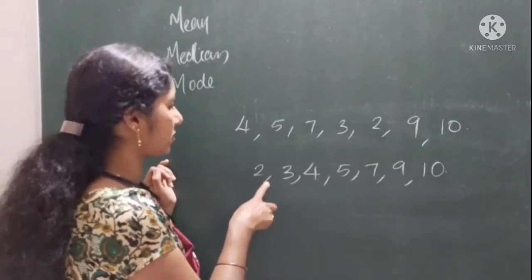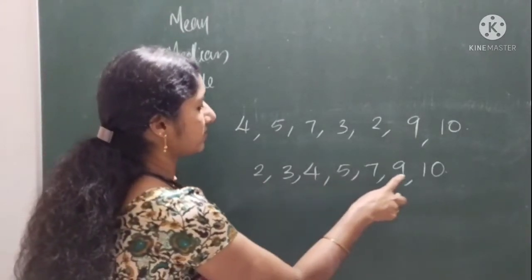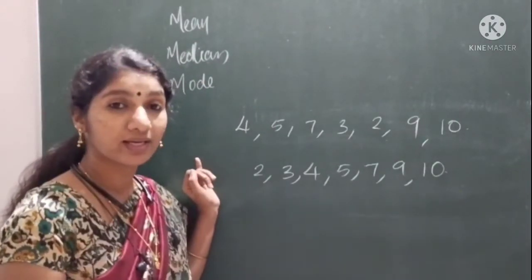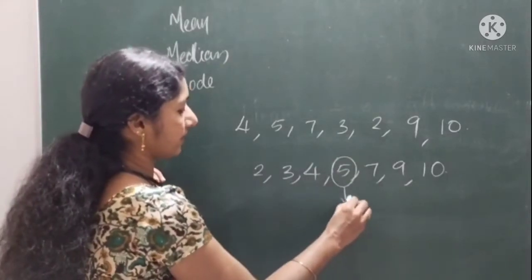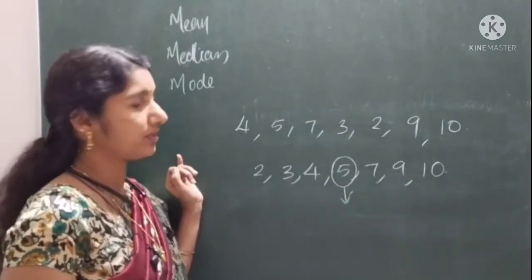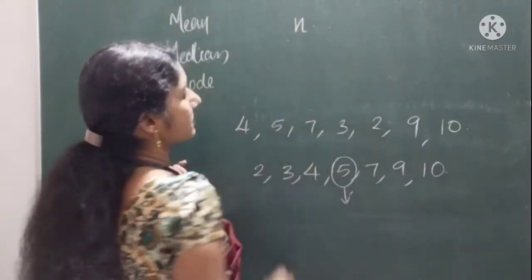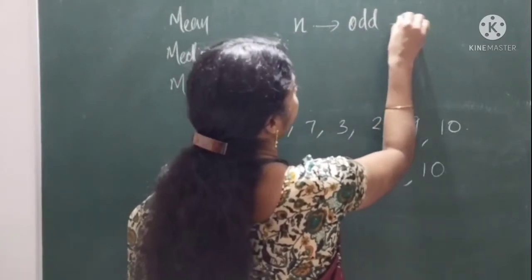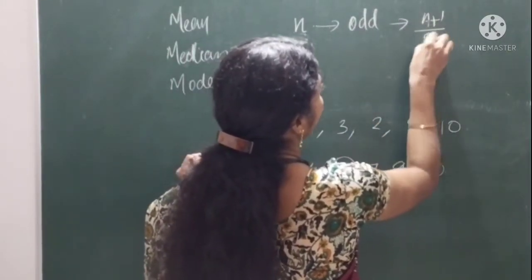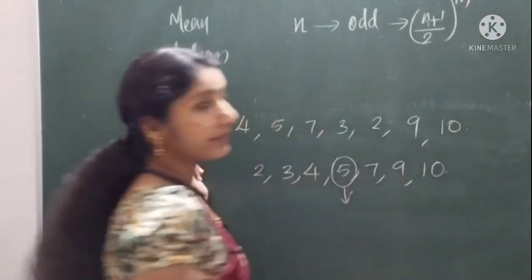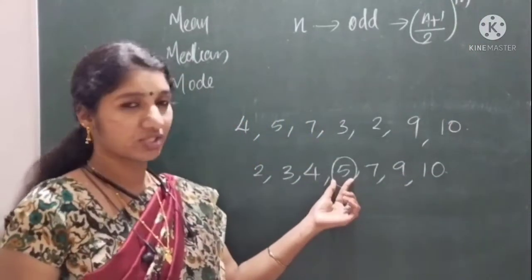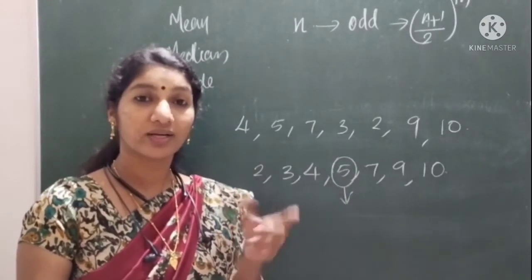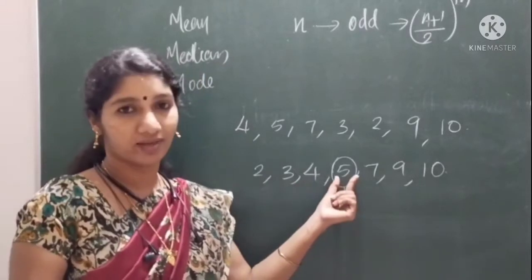Now we have arranged the data in an order. How many observations are there? 1, 2, 3, 4, 5, 6, 7 observations. Among these 7 observations, which value will be in the middle? See, 5 is the middle value, the 4th position value. That means if n is an odd number, the (n plus 1) by 2th position will be the middle value. How did we get the 4th position? 7 observations, 7 plus 1 is 8, 8 by 2 is 4. Then you will get the middle value.